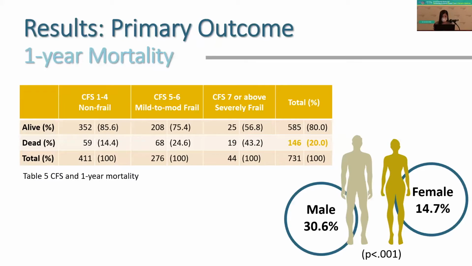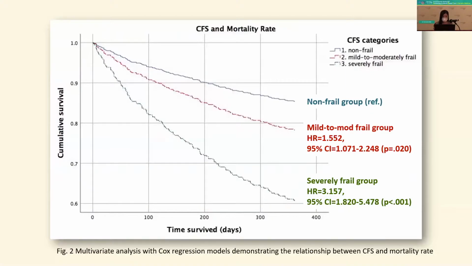The overall mortality rate was 20% with male predominance. Compared with the non-frail group, patients in the severely frail group have significantly higher mortality with a hazard ratio of 3.